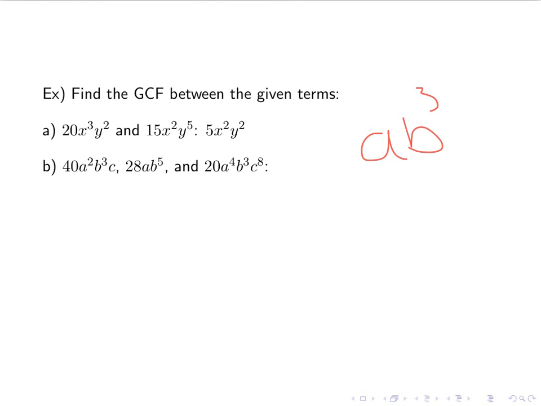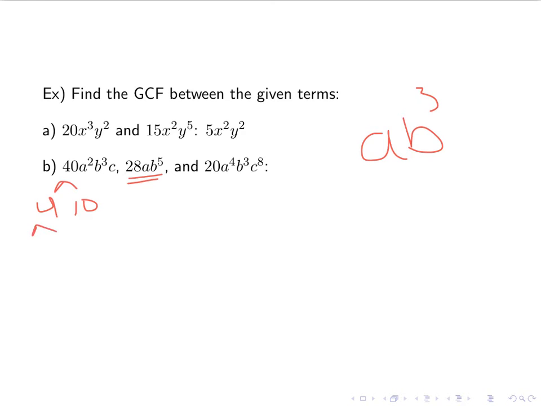And then c's, I have a c, I don't have a c, and I have a c to the 8th. Since I don't have a c in my middle term, it can't be a common factor. So for the variables, it's just ab cubed. And then we look at the coefficients.